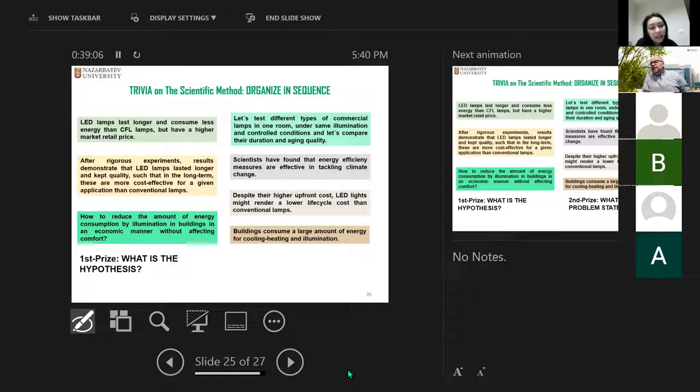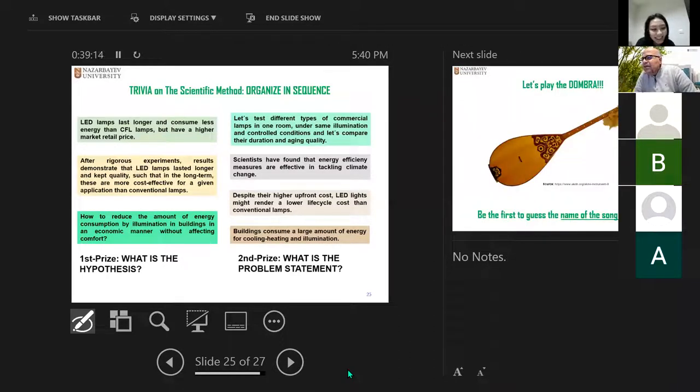Okay. Second question for the second prize of the Student Government in Research and Innovations. What is the problem statement? Which of the boxes has the problem statement in this story? Everything is disorganized, okay? So don't expect them to be in order, because it's on purpose disorganized.